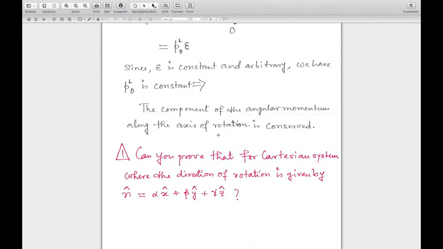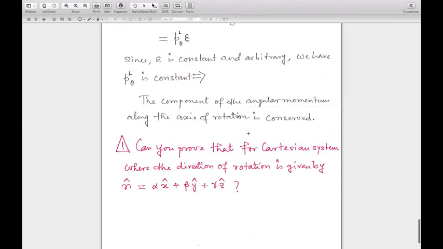So my question to you to think about: can you prove this type of conservation principle of angular momentum for a rotation of a Cartesian system, where the direction of the rotation is given by an arbitrary vector n, which is equal to alpha x cap plus beta y cap plus gamma z cap? n is a unit vector basically, so they are the direction cosines. So think about this and let me know what you have thought.